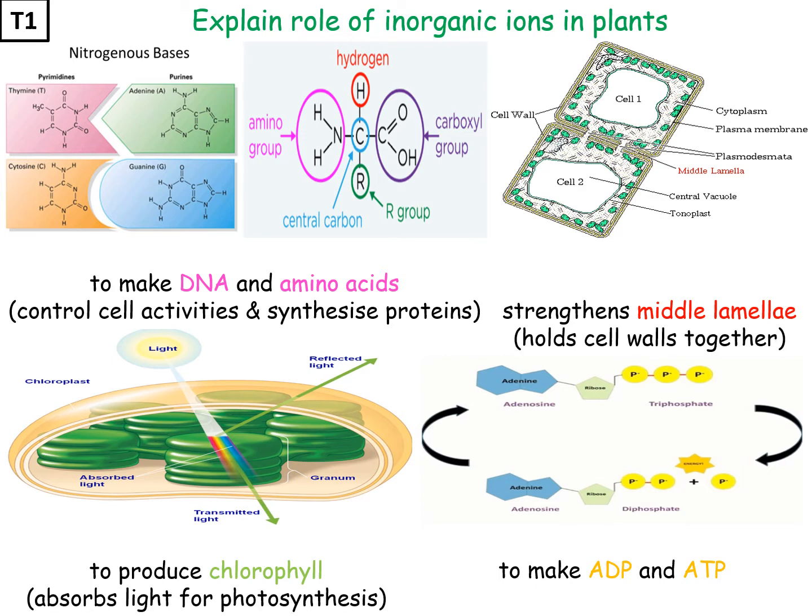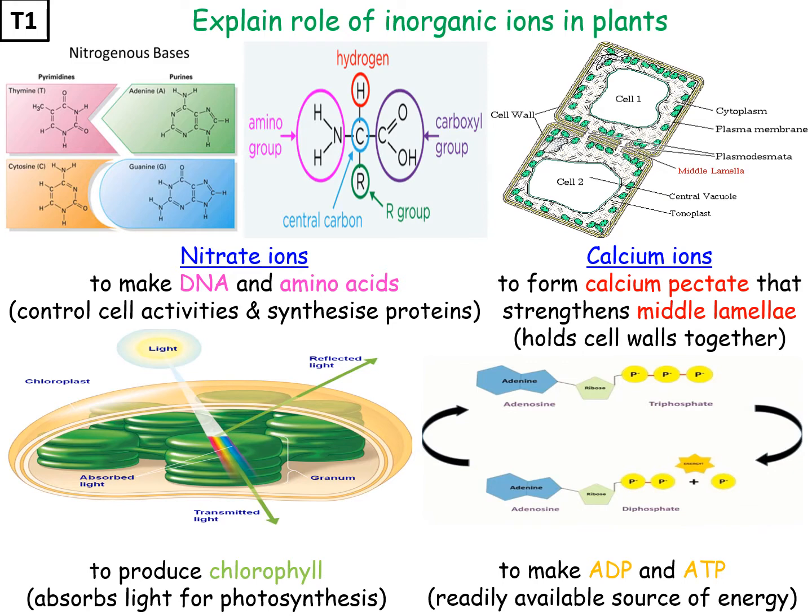Producing chlorophyll means that light energy can be absorbed for photosynthesis, and ATP can be used as a readily available source of energy. To make DNA and amino acids requires nitrate ions, and that helps to control the cell activities and synthesize proteins.